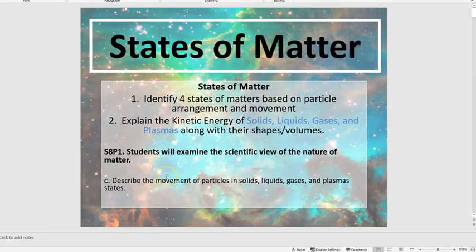Our learning targets for today, we have 2. Number 1, identify the 4 states of matter based on particle arrangement and movement. That also means you might have to draw some figures and illustrate the states of matter. Also, number 2, explain the kinetic energy of solids, liquids, gases, and plasmas. Remember, kinetic energy is the energy of motion. Also know the shapes and volumes of each one of these, which we will fill out in a table.